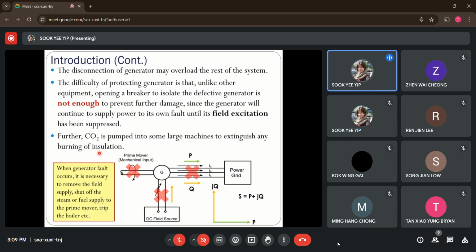All right. Whenever we have a large machine, this indicates that if a fault occurs, the fault current is also very high. This high current might be sufficient to generate high heat that causes it to burn the insulations. That's why we have to pump in the carbon dioxide.